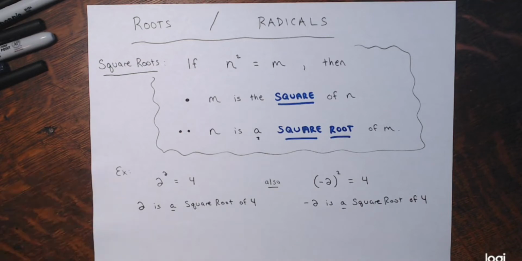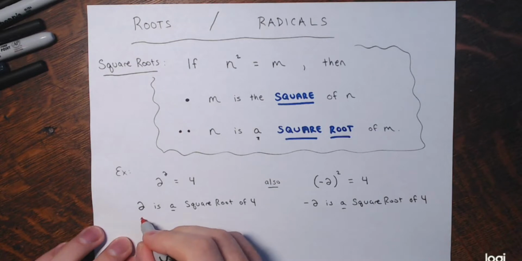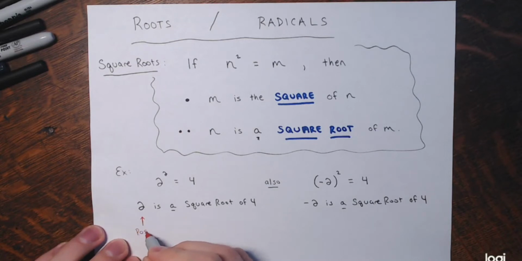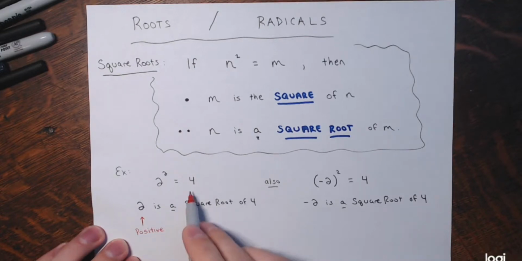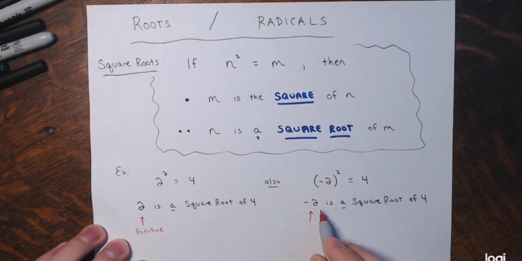So which one do I want? When you ask for the square root, notice that one is positive. One root is positive. This is the positive square root of 4. And the other one is negative. This negative 2 would be the negative square root of 4.